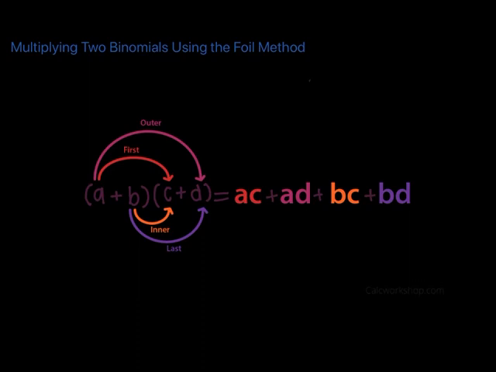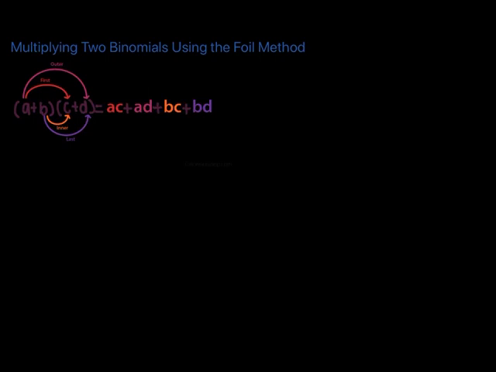So, what is the FOIL method? Well, the FOIL method is a process used to multiply two binomials using the distributive property, just as it is shown below. So, the basic formula for the FOIL method would be (a + b)(c + d) equals ac + ad + bc + bd.